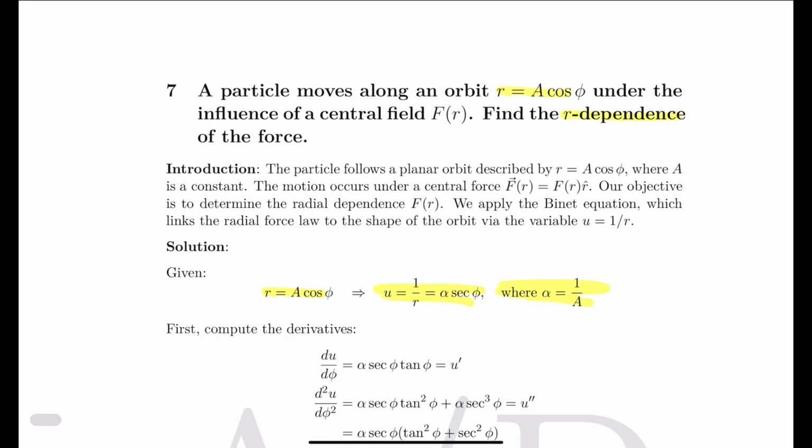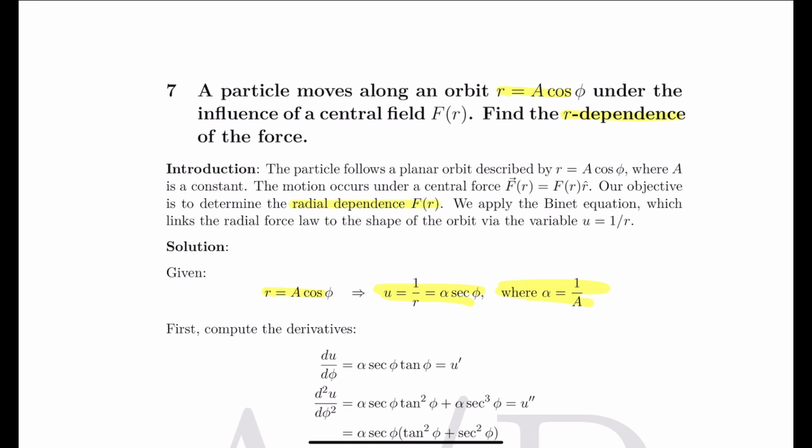Question 7 says that a particle moves along an orbit r equals a cos psi under the influence of a central field F(r). We are required to find the r dependence of the force. The particle follows a planar orbit described by r equals a cos psi, which depends only on r and psi, where a is a constant, and the motion occurs under a central force whose dependence is on the radial distance between the two masses. We are required to find the radial dependence of the force.